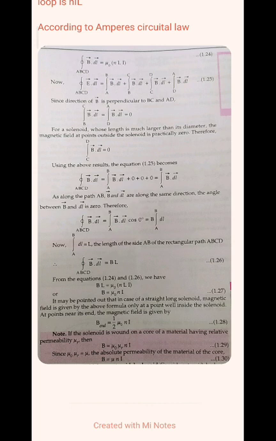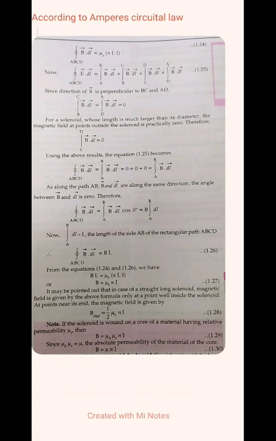It may be pointed out here that in the case of a long solenoid, the magnetic field is given by the above formula only at a point which is well inside the solenoid. At a point near the ends, the magnetic field is nearly half of it. At the ends, it is one by two mu naught NI. If the solenoid is wound on a core of a material having relative permeability mu r, then B is equal to mu naught mu r NI.